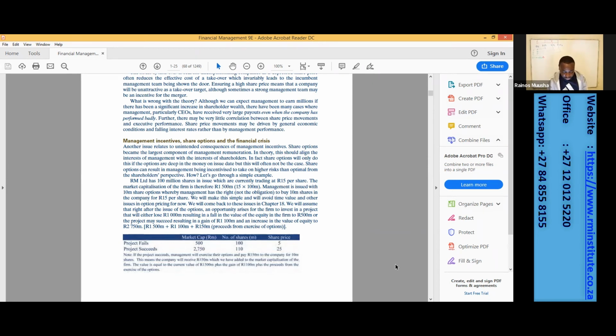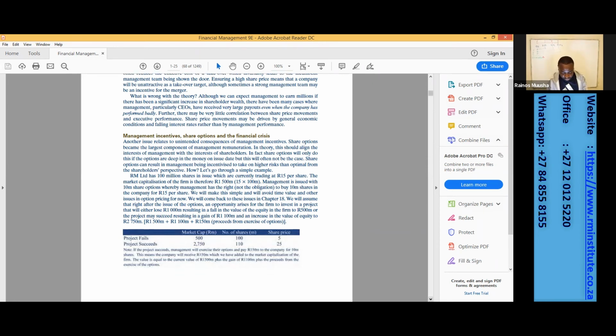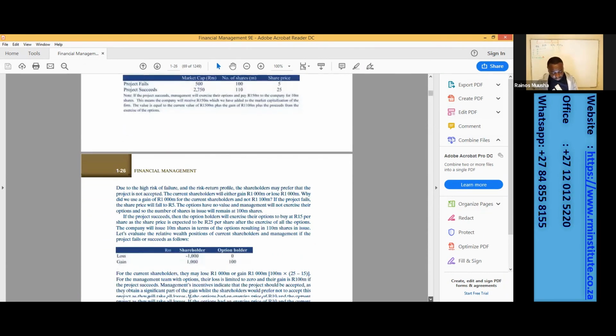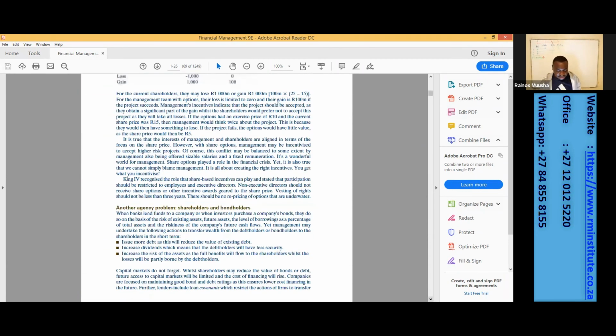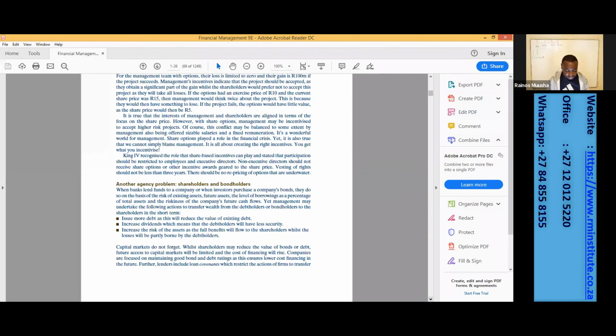One of the issues that also came about was when you look at the financial crisis as well, but I don't think it's something that would be highly examinable because they are referring to the King 4 code of conduct, and I don't think they would ask you questions regarding it. So don't stress much about that.